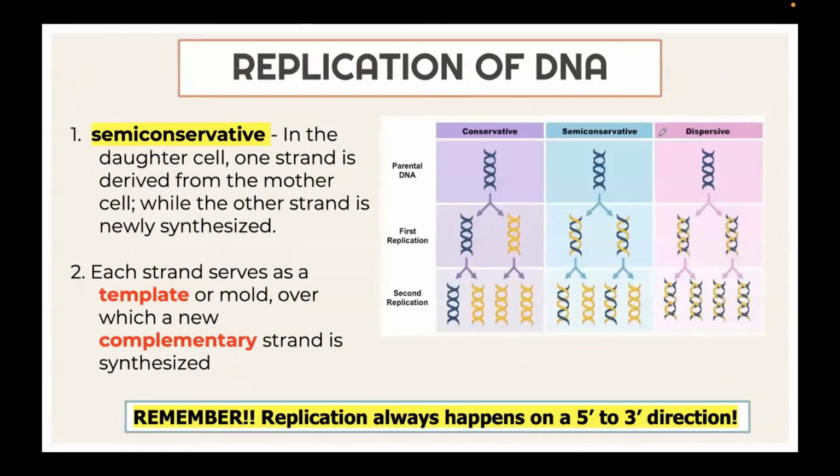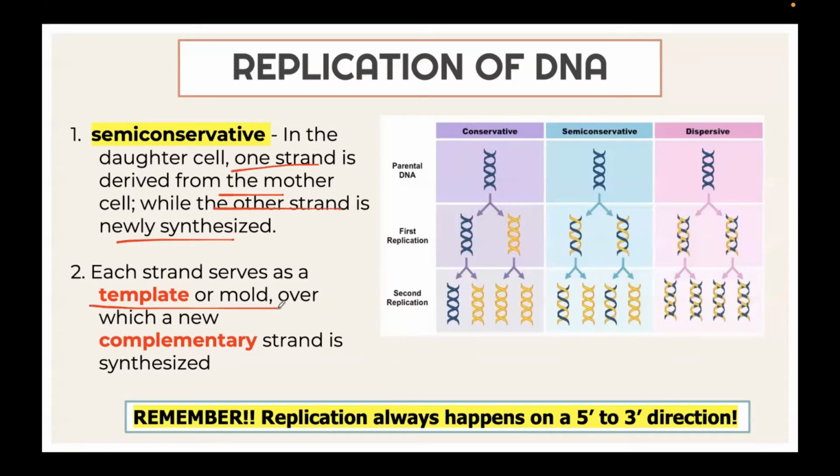So for the replication of the DNA, like what I've mentioned, napatunayan nga na sa semi-conservative model, ang mas applicable na theory with regards to the replication of the DNA, kung saan nandoon yung parental DNA. Okay, meron tayong DNA sa katawan. Sa each cell, madaming mga DNA. And then pag nag-replicate siya, kukuha siya from the parental strand. And then gagawa siya ng new template hanggang sa mag-replicate yan. Okay po. The semi-conservative model, in the daughter cell, one strand is derived from the mother while the other strand is newly synthesized.